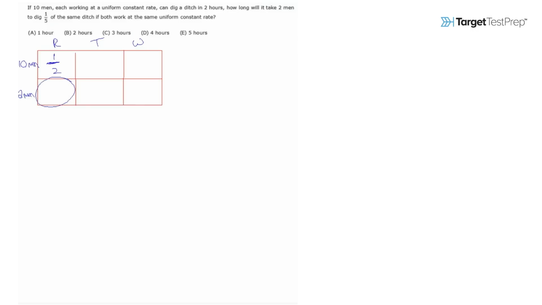So since we don't know this rate, we can set up a very nice clean proportion that says the rate of 10 men is to a rate of 1/2, as the rate of 2 men is to a rate of X. Now, what I do from here is I immediately cross multiply. You get 10X equals 2 times 1/2, which is 1, or X is 1/10. So what I do is I fill that rate in for the rate of the 2 men, and I see that the work done is 1/5.